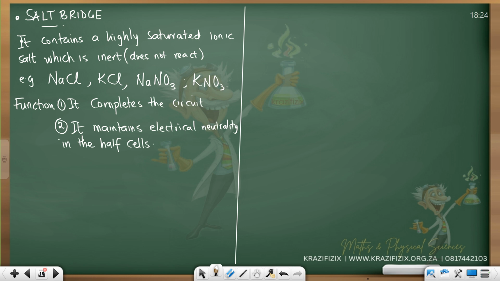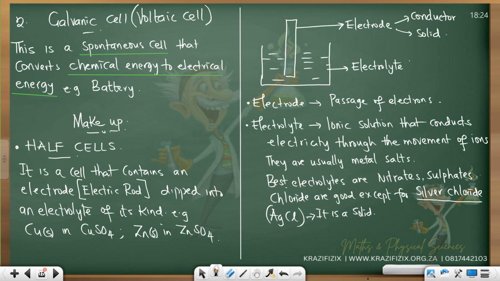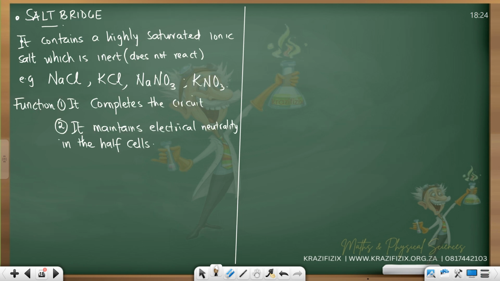What's a half cell? A half cell is an electrode and the electrolyte. That's a half cell. Electrode and electrolyte.